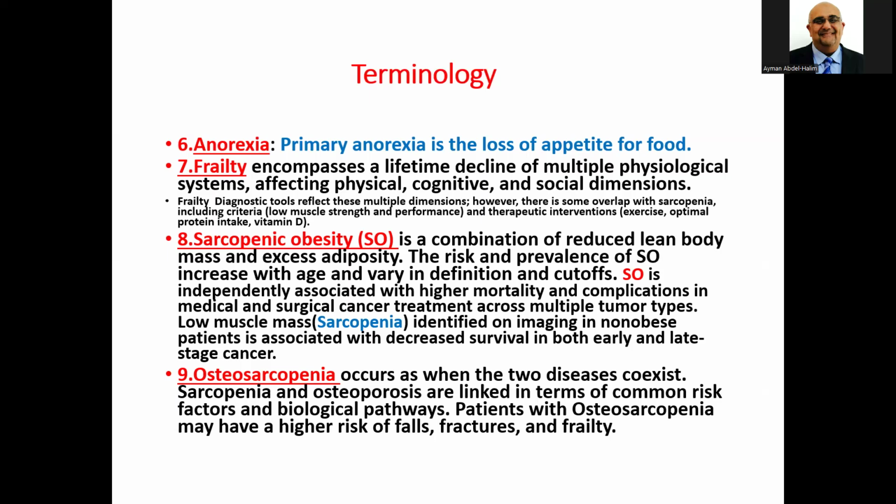So sarcopenic obesity, basically, is sarcopenia associated with increased body fat, and it carries a very poor prognosis. Lastly here, osteosarcopenia occurs when the two diseases coexist, sarcopenia and osteoporosis, and they are linked in terms of common risk factors and biological pathways. Patients with osteosarcopenia may have a higher risk of falls, fractures, and frailty. So people that have osteosarcopenia will fall more frequently, they will have more fractures, and they will have frailty.